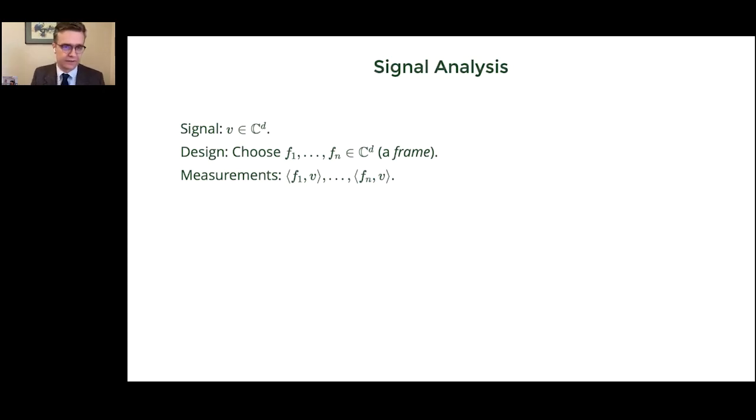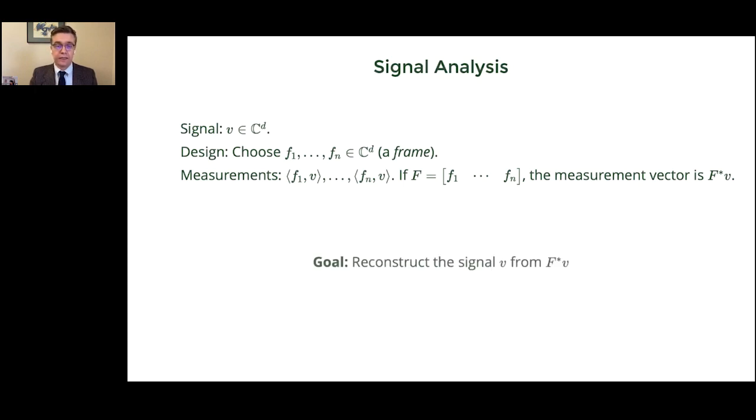The data you get is the dot products of some unknown vector with some chosen vectors. And then I'm usually going to represent these things as a matrix where the columns are these vectors. And then, of course, the measurement vector is just the conjugate transpose of this matrix with the signal vector. So what you get is F star V, basically. And then the goal is to reconstruct V from knowledge of F star V.